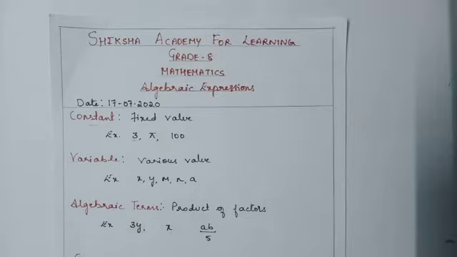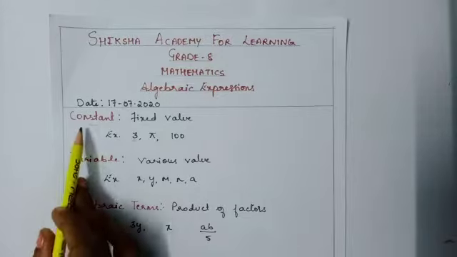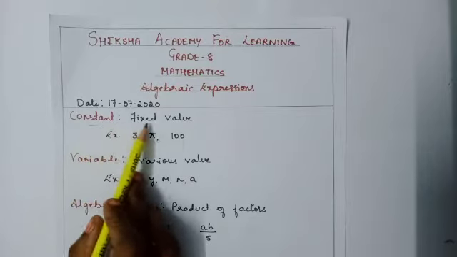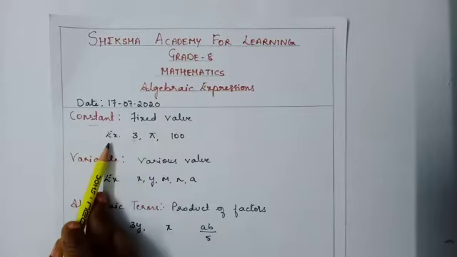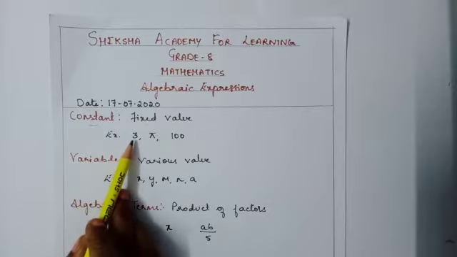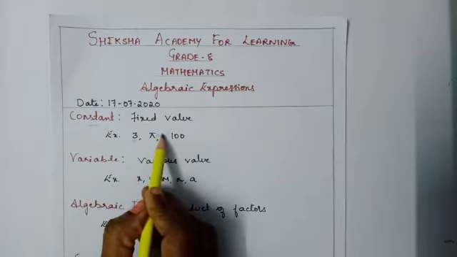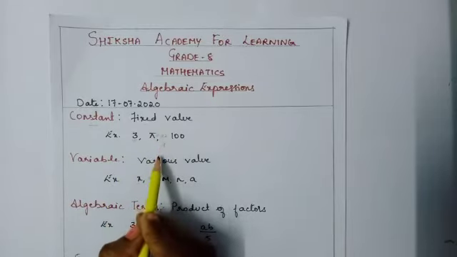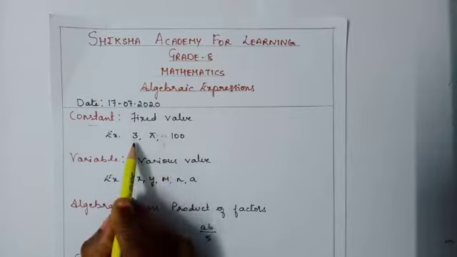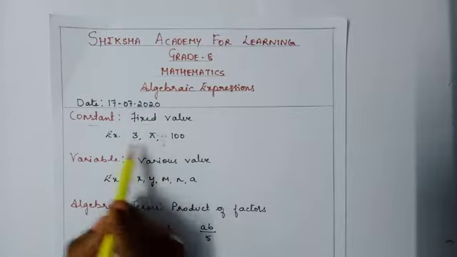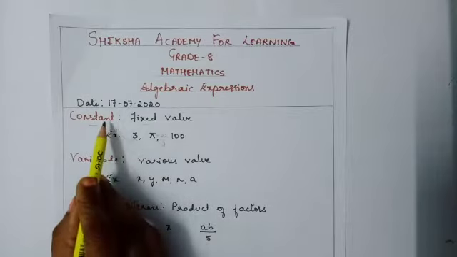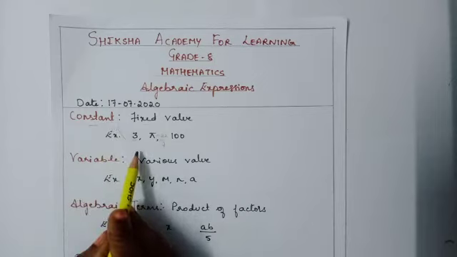Now, let us start with a new chapter, Algebraic Expressions. Very first, we have constants. Constants means fixed value. Let's consider the example, the number 3. The value of this 3 will never change. It will be same. Let's consider one more example, pi, whose value is 22 by 7, which will also never change. So this 3, pi, the numbers are called as constants, whose value will remain the same.